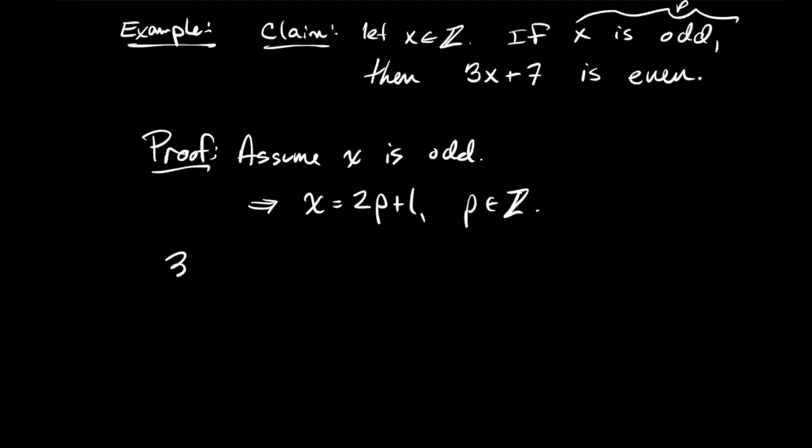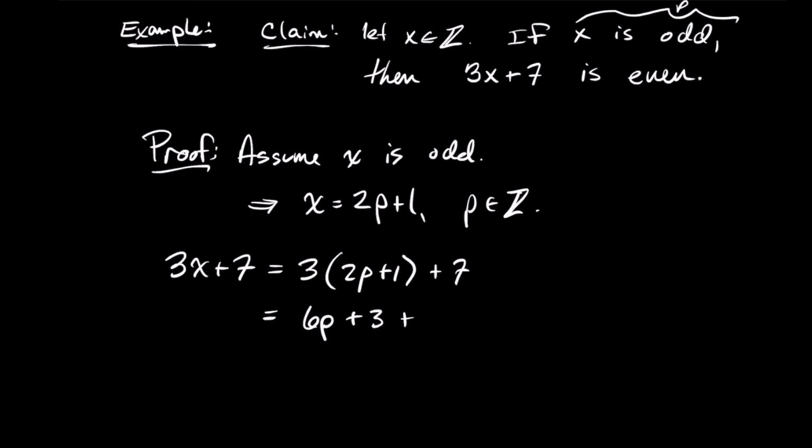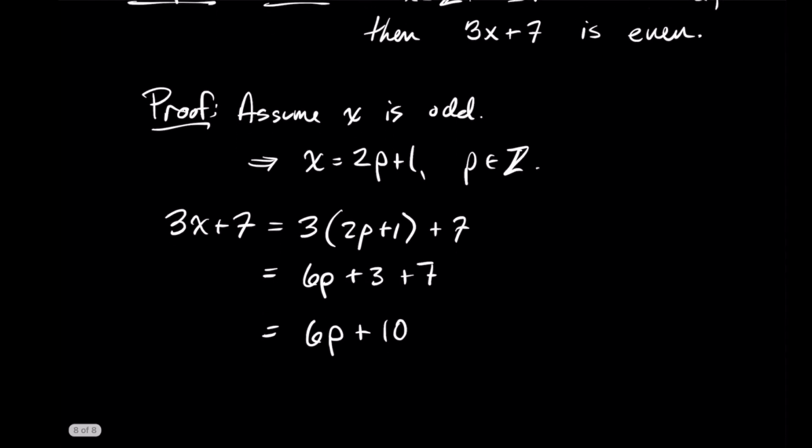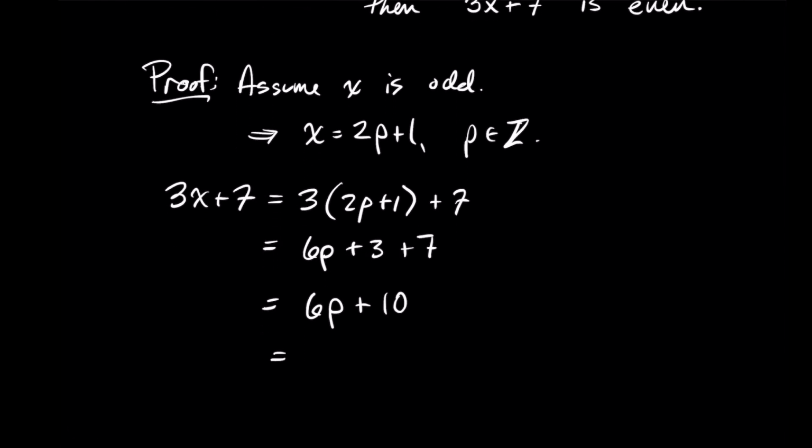So if we look at 3x plus 7, we know that's really 3 times 2p plus 1 plus 7. And so that's going to be 6p plus 3 plus 7, which is 6p plus 10. Now we want to know, can we write that as 2 times an integer like it's supposed to be written? And it turns out that we can. This is 2 times 3p plus 5. And by closure, 3p plus 5 is also an integer.